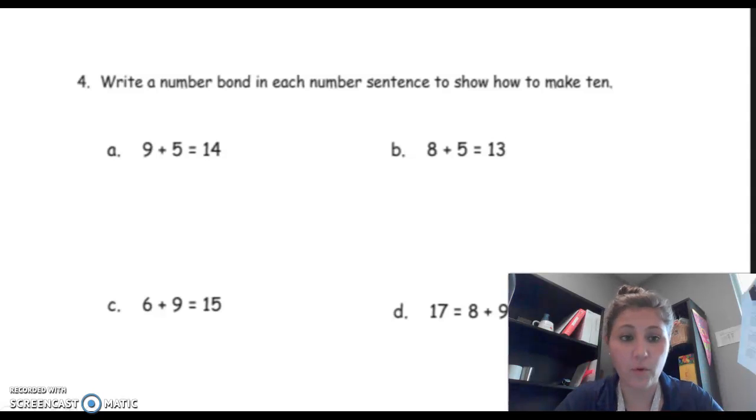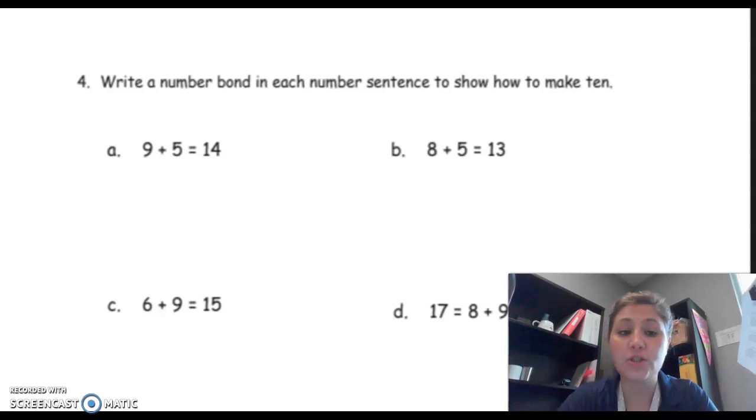On to problem 4. This says, write a number bond in each number sentence to show how to make 10. So look at these problems. All of them are already solved, okay? Every single one already has an answer.